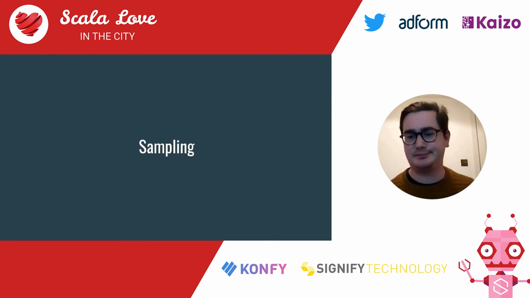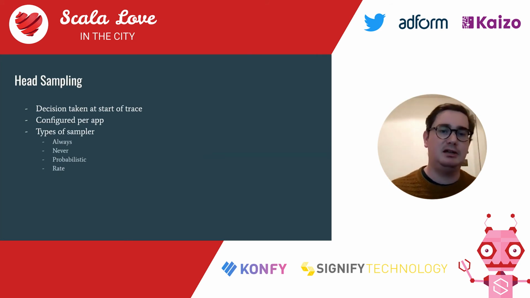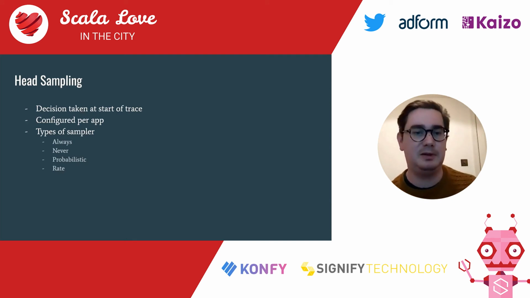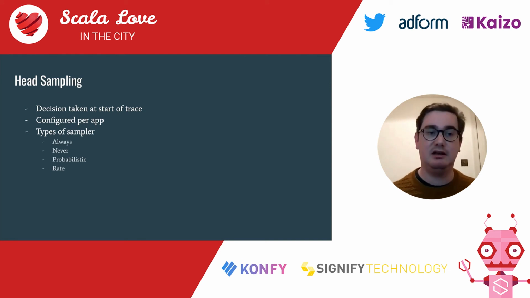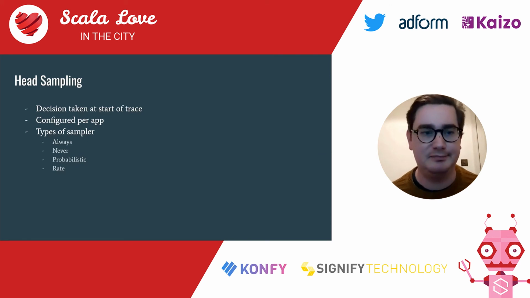So sampling. Bit more detail on head sampling. So this is taken at the start of the trace, and you would configure it per application. So it might be dependent on the number of requests that you get per app. And there's a few different types of sampler. Always, which means keep everything. Never, which means drop everything. Probabilistic, which is based on the trace ID. So you can say, I only want a proportion of the spans that would be created to actually come into existence. And rate-based, which is implemented in Trace4Cats using a token bucket.